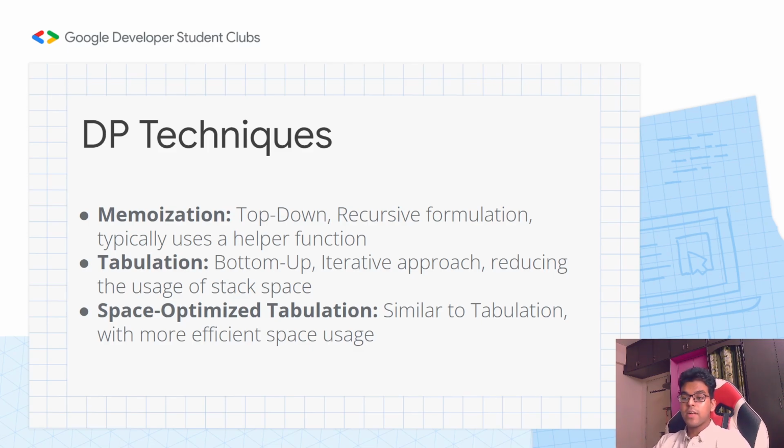The advantage of this over memoization is that it's easier to understand, the code size is less, and it does not use recursive stack space since it is iterative. The next one is space optimized tabulation, which is exactly similar to the tabulation approach, but it uses space more efficiently, which we'll get to know in the subsequent slides in the example.